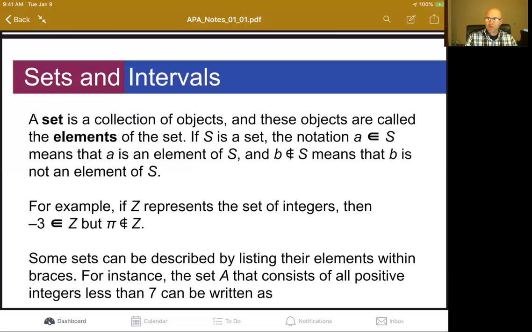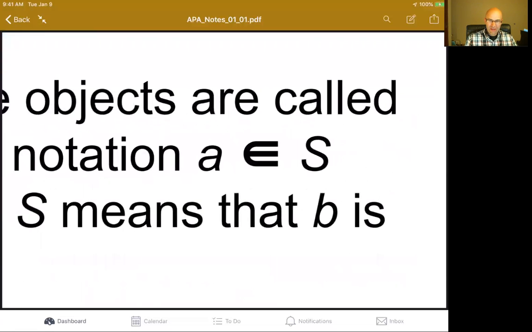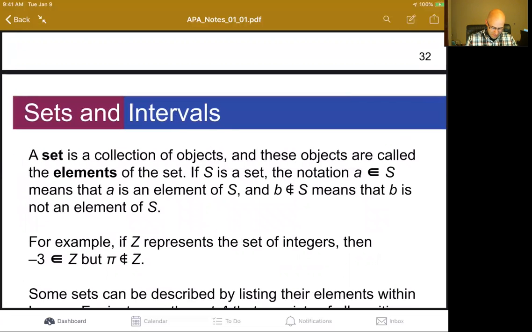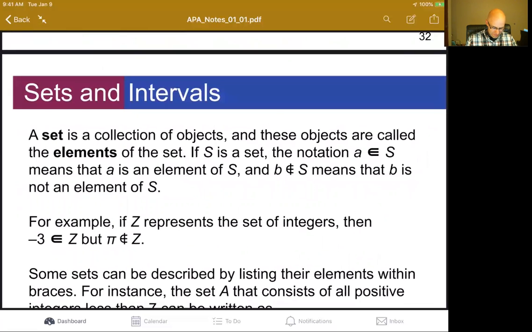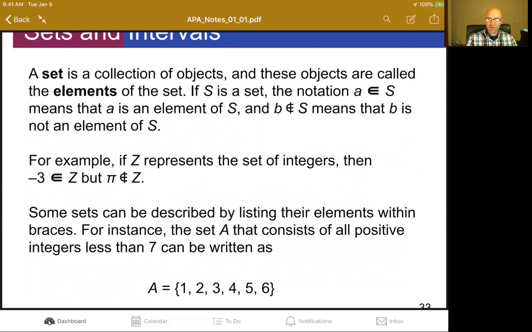Sets and intervals. This could be new to some of you, particularly some of the notation. A set is a collection of objects, and those things are called elements. So in this case, this says A is an element of S. So the object A is inside of the set S. And this one means B is not an element of S, so B is not in the set S. For example, if Z is the integers, then -3 is an element of the integers, but pi is not an element of the integers because pi is not an integer, it's an irrational number. Okay. So real numbers is the R, integers is the Z symbol typically. Usually the Z has double lines on it.